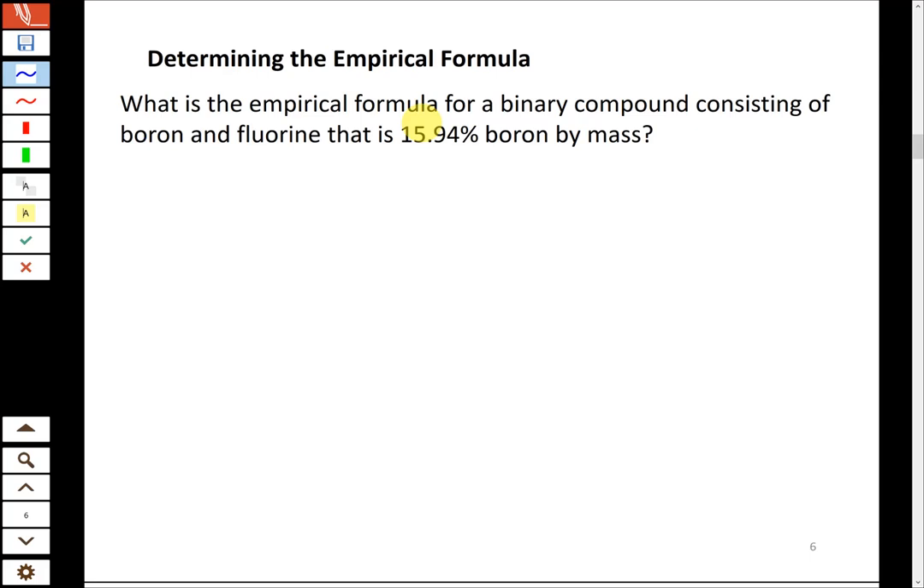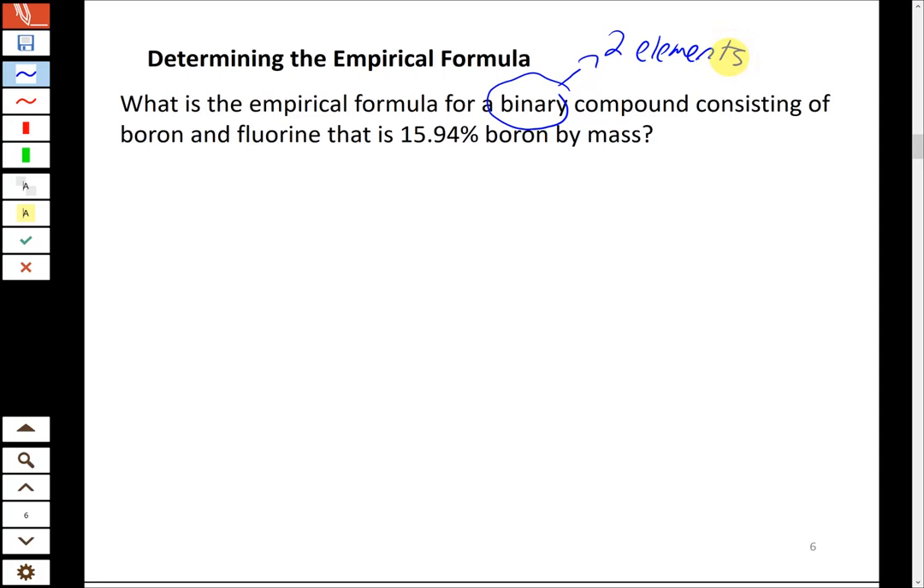So one is that we didn't give you grams of elements, we gave you a mass percent instead. And also, we only gave you one of them. We didn't give you the percentages for both. So how do we deal with this? So the first thing to realize is, again, remember the definition of binary compound. That means it just has two elements in the formula.